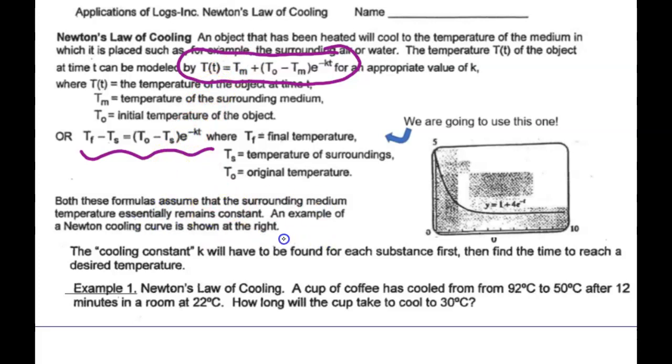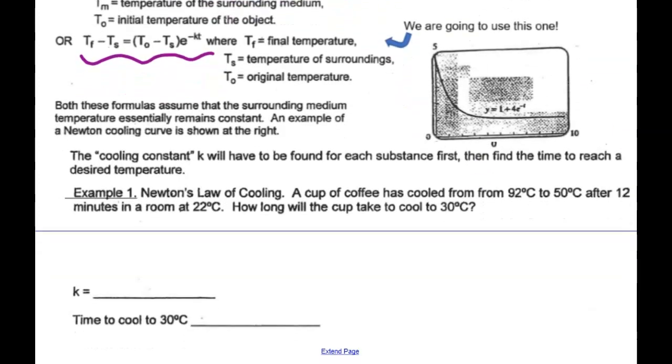An example of Newton's law, the curve, is shown at the right. Okay, the cooling constant K will have to be found for each substance first. And then we're going to find whatever they want the second time around. So we have to do this twice. We have to solve this twice. So the first example, everybody with me here?